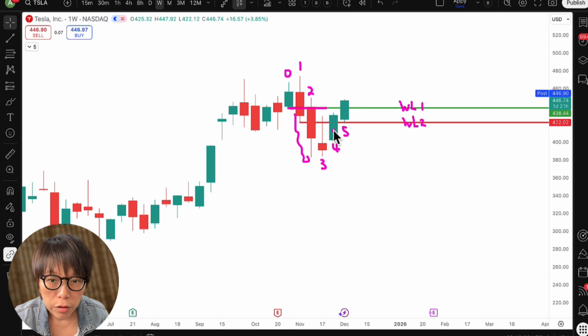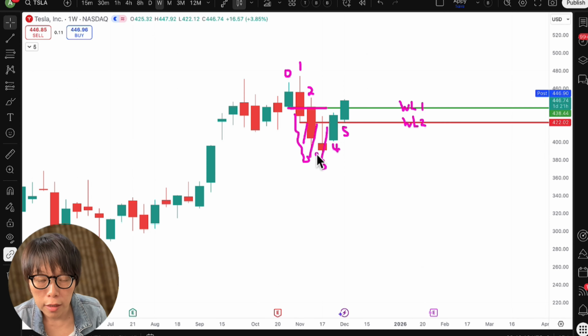What this also means is that whoever sold here, whoever was selling below 422, let's say they sold Tesla at 380, when they see that candle number 4 happen, they sort of regretted it, because their selling price was much lower than the price in candle number 4.